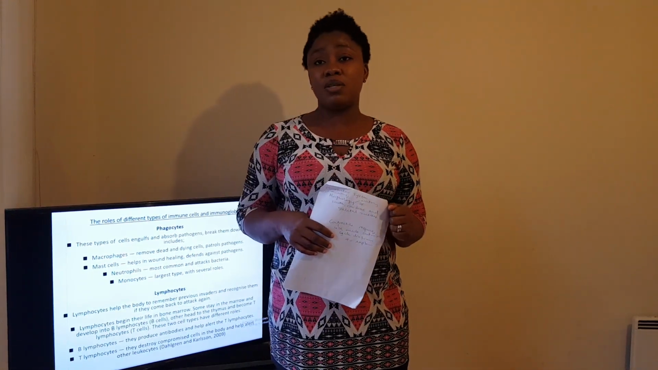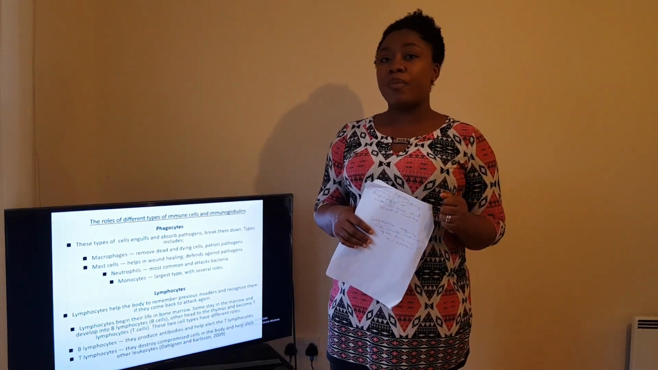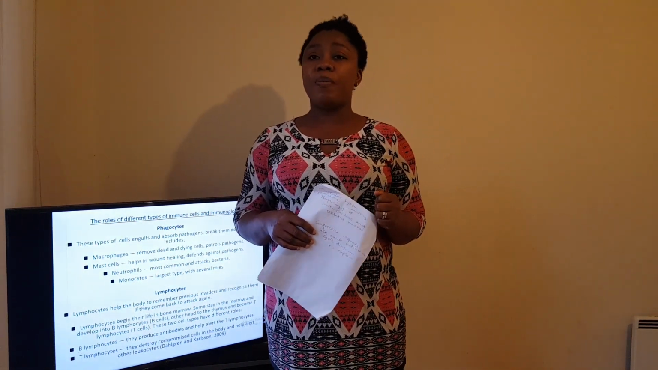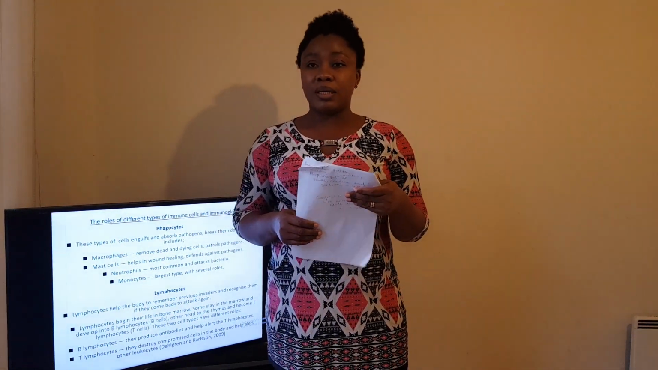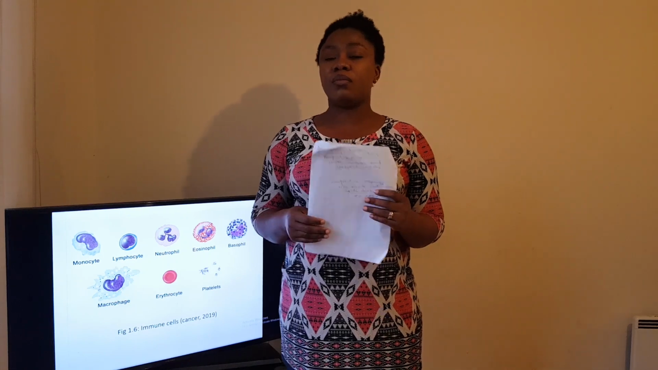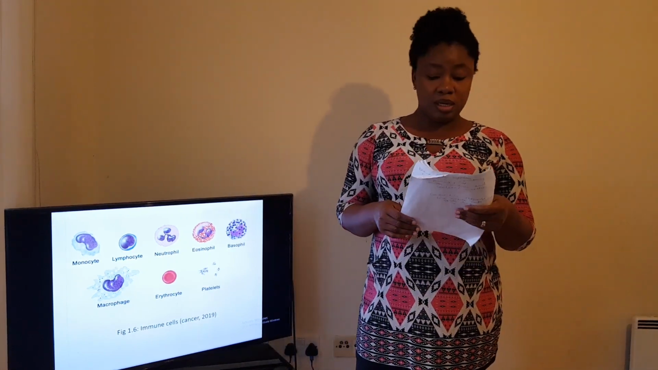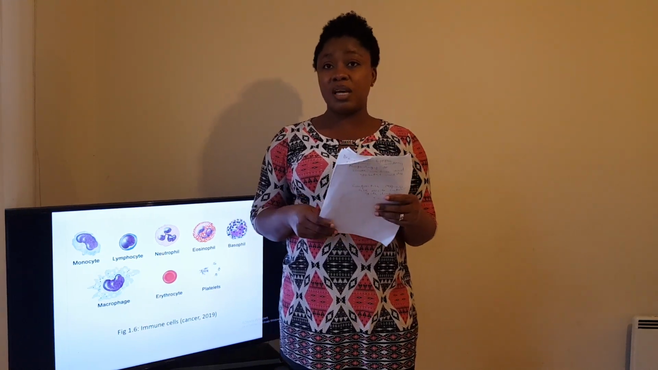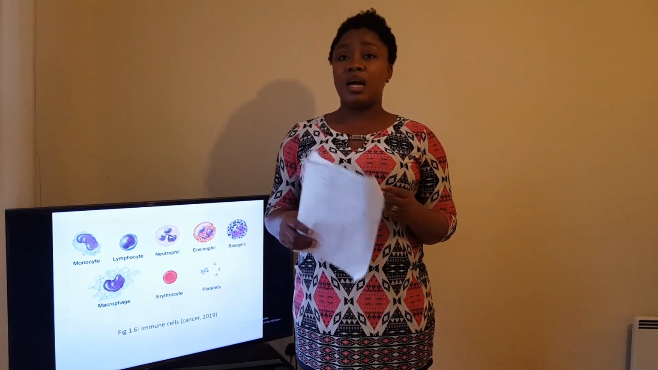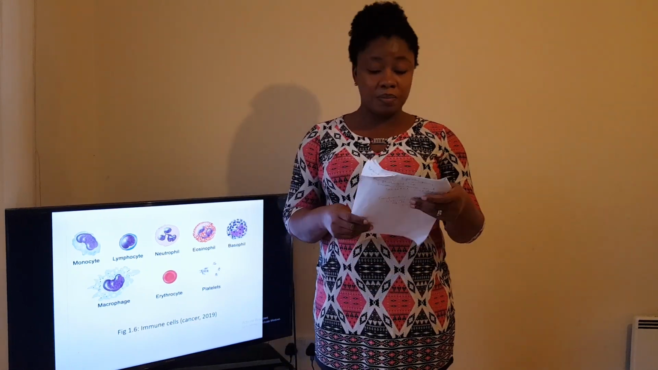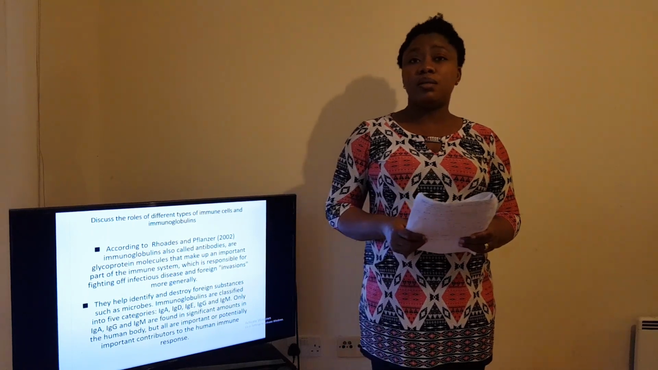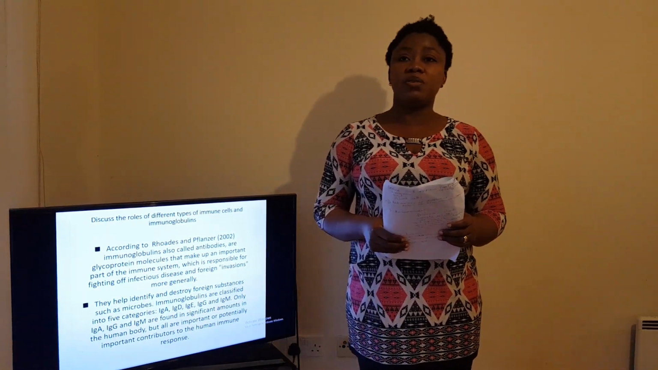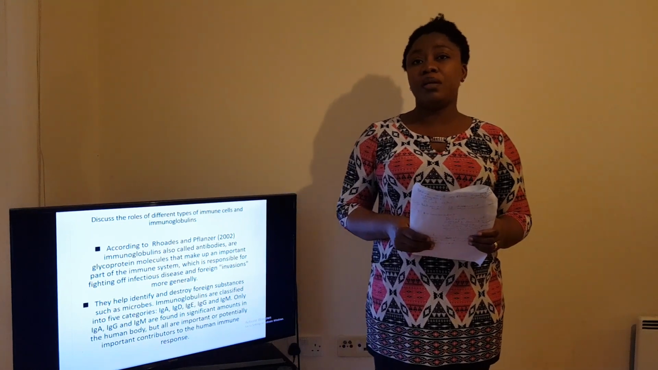The T lymphocytes, on the other hand, destroy compromised cells in the body and help alert other leukocytes. And the next one is just a picture of the different types of immune cells, the monocyte, the leukocytes, and the rest of them. Just the shape and the look of them. And now discussing the different types of immune cells and immunoglobulin.